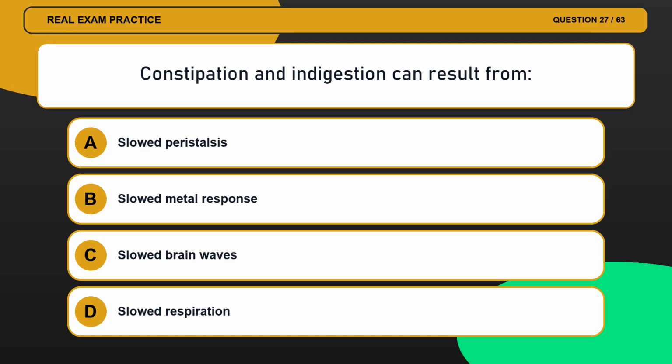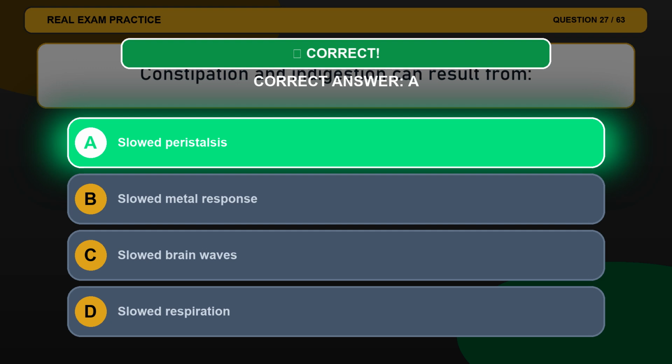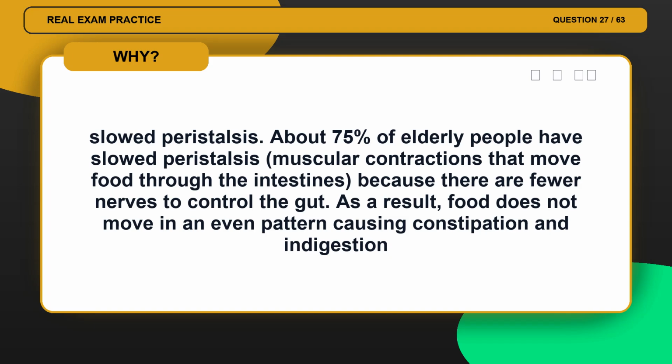Question 27. Constipation and indigestion can result from Option A, slowed peristalsis, Option B, slowed mental response, Option C, slowed brain waves, Option D, slowed respiration. The correct answer is Option A, slowed peristalsis. About 75% of elderly people have slowed peristalsis, muscular contractions that move food through the intestines, because there are fewer nerves to control the gut. As a result, food does not move in an even pattern, causing constipation and indigestion.